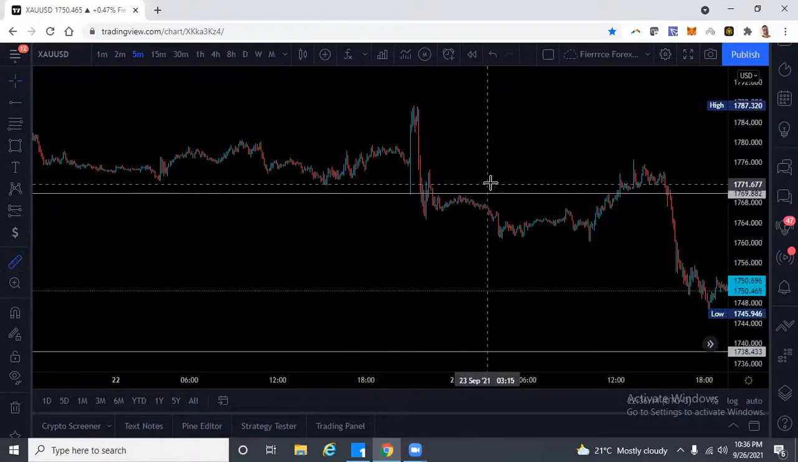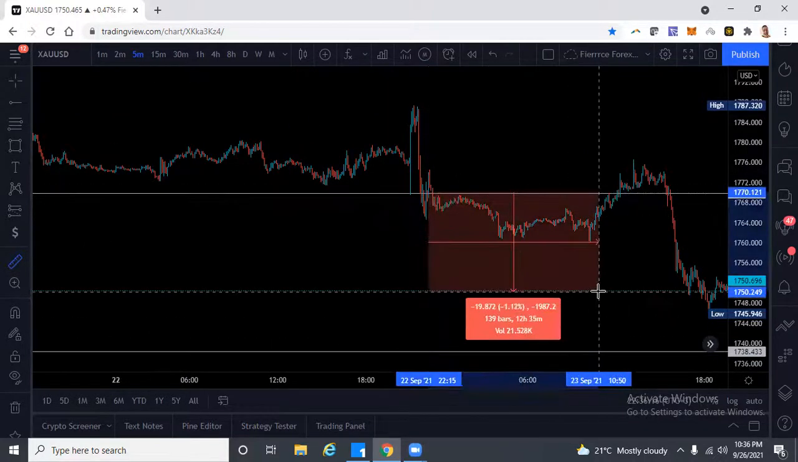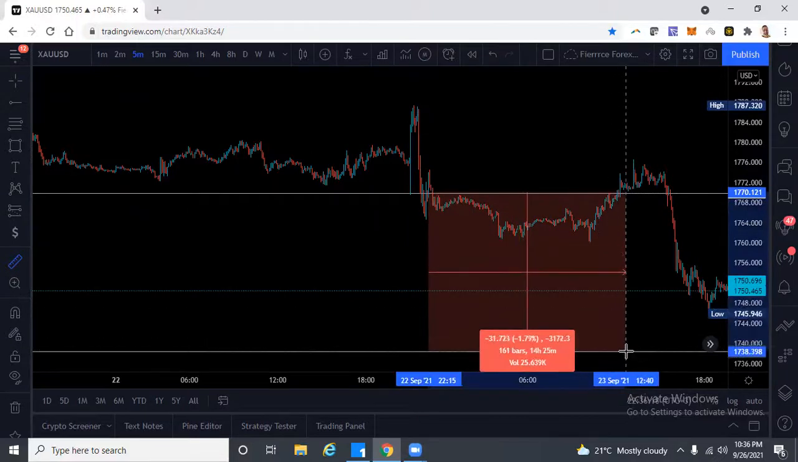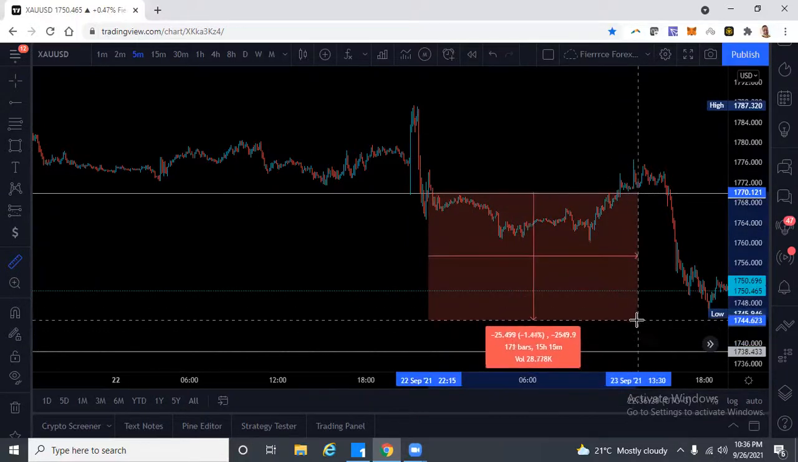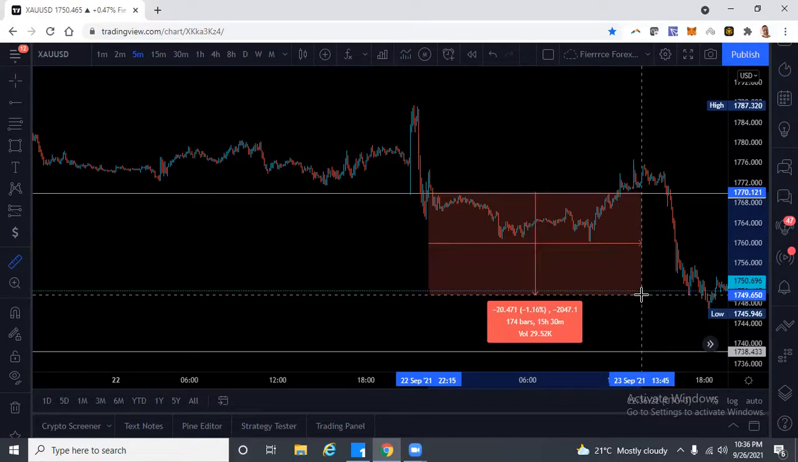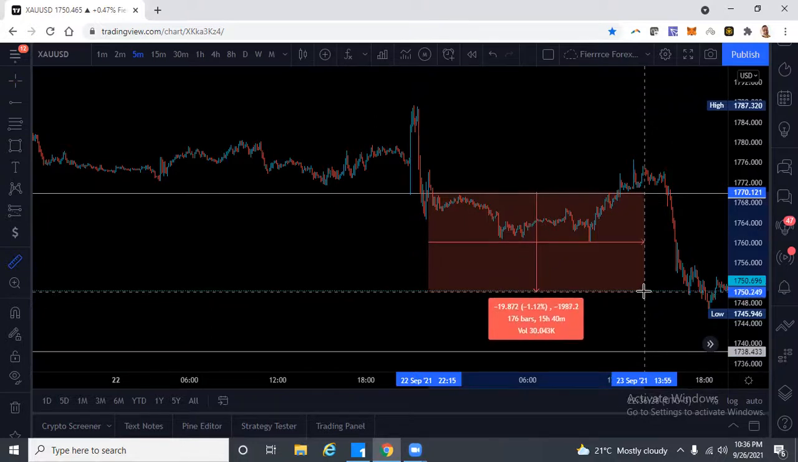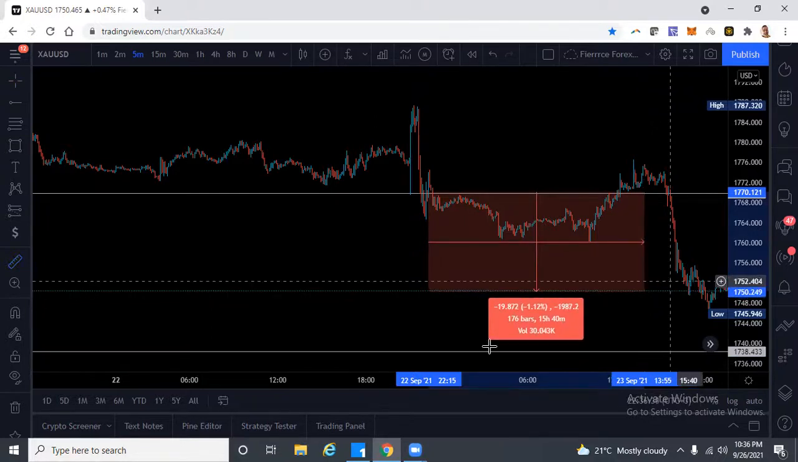So I'm targeting, that's quite a bit. I'm targeting about 300 pips. Okay, maybe usually I target about 200. So let's say I target 200 pips around here at the 1750 zone, 1750 area.